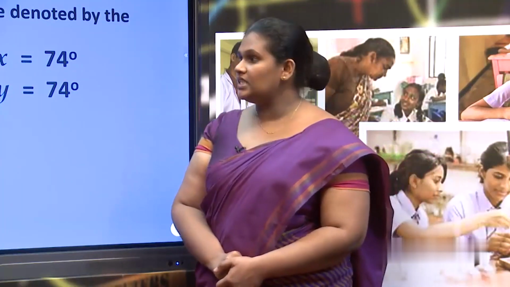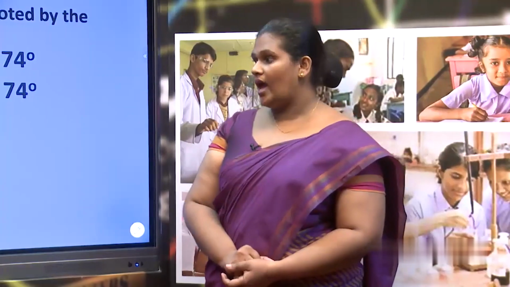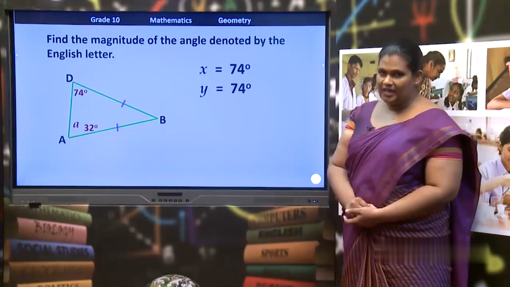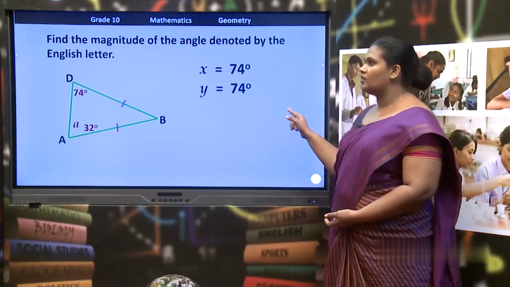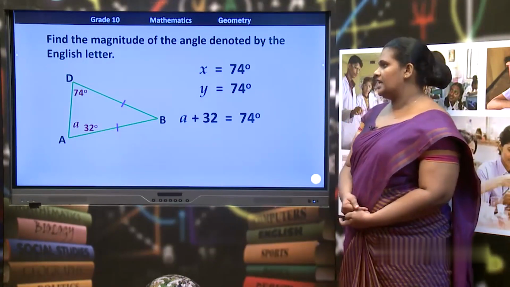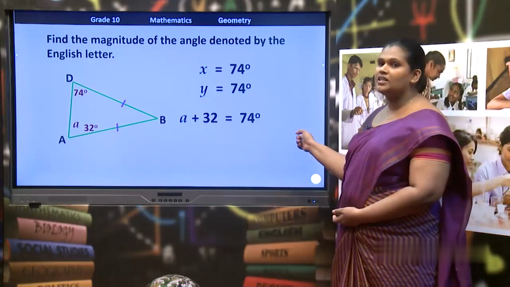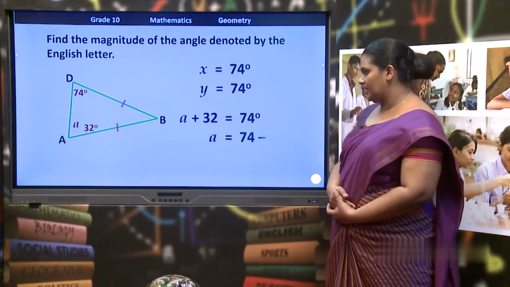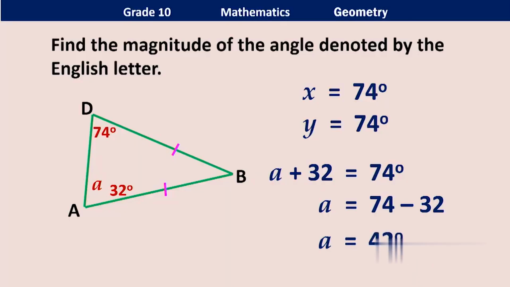Right. Here we can observe that triangle ABD is an isosceles triangle. Therefore, angle BAD should be equal to the angle ADB. Therefore, A plus 32 degrees should be equal to 74 degrees. So, once again we have formed a simple equation. So, by simplifying this, we can get the value of A. So, I am going to subtract 32 from both sides. Therefore, I can get the value of A as 74 minus 32, that is 42 degrees.